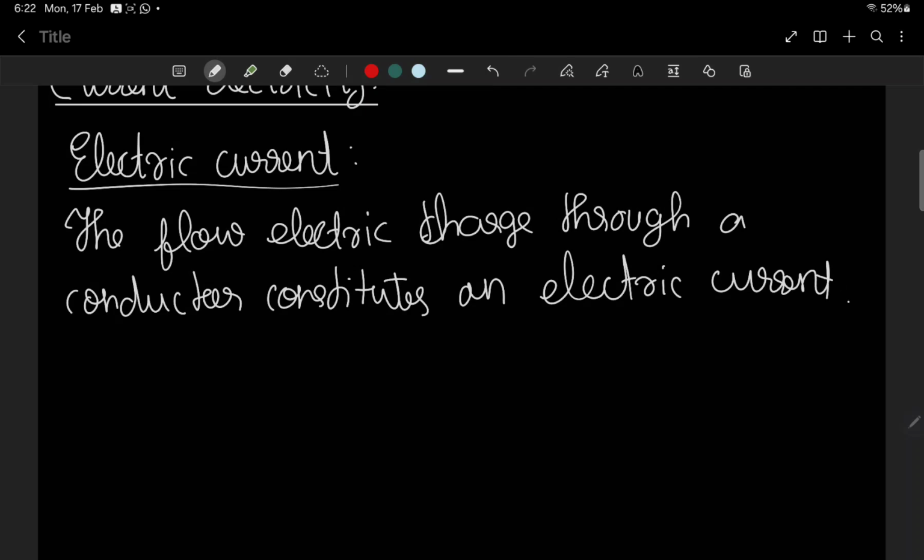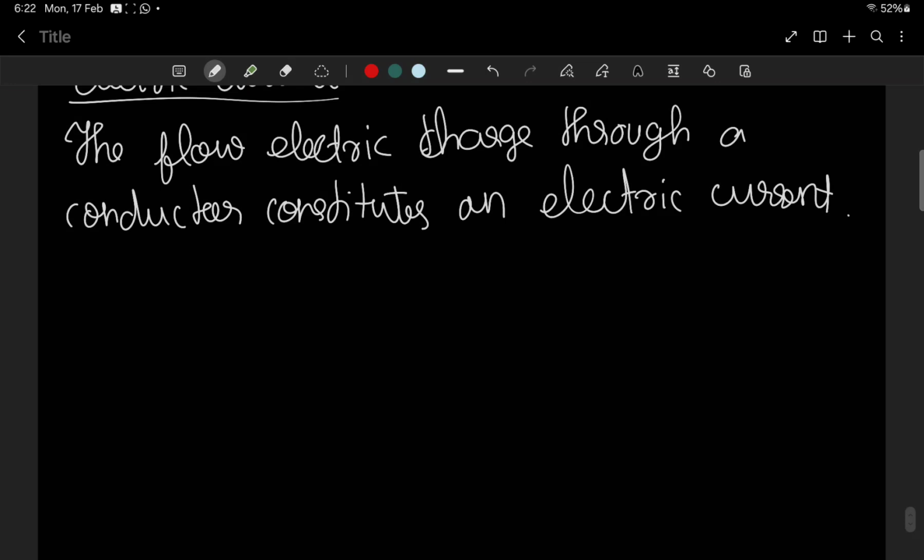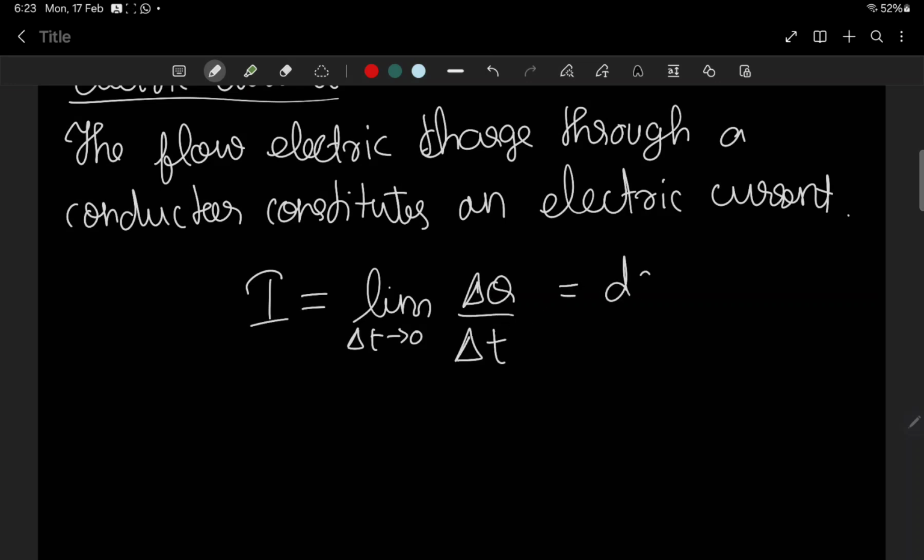Electric current in a conductor across an area held perpendicular to the direction of flow of charges is defined as the amount of charge flowing through a conductor per unit time. So I can be written as the limit as t tends to 0 of the charge flowing through a cross section, which is called current. That is dq by dt, if you are writing in calculus manner.